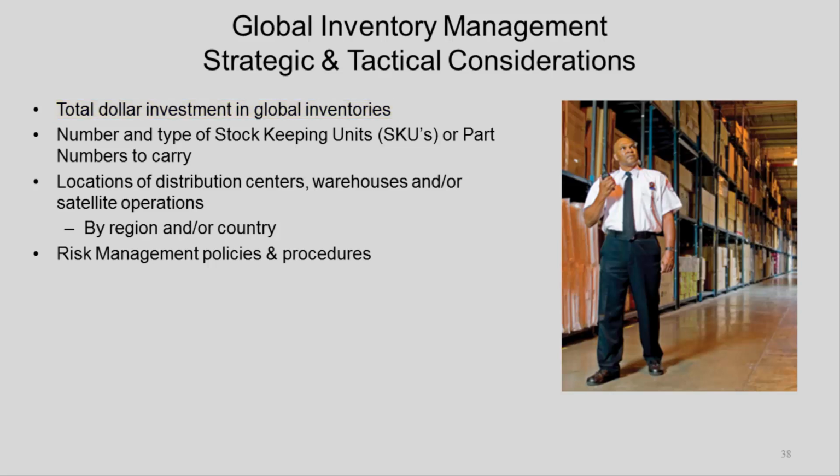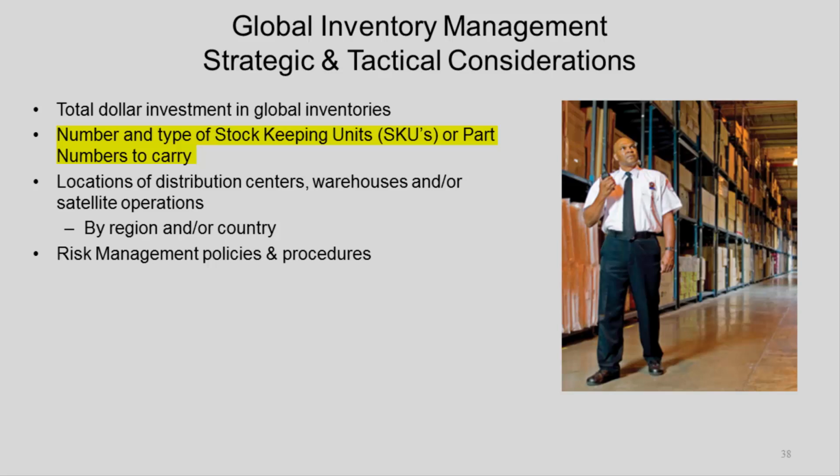Bullet point number two, what are our number and type of stock keeping units or part numbers to carry? Stock keeping units, SKUs, are normally affiliated with finished goods, whereas part numbers, and we've mentioned this before, are more associated with raw materials. So for purposes of our conversation, if we mention the acronym SKU, we're talking about finished goods. If we talk about a part number, as we've said, that's more on the raw material side. That being said, how many SKUs are we going to carry? And what type of SKUs or part numbers are we going to carry?